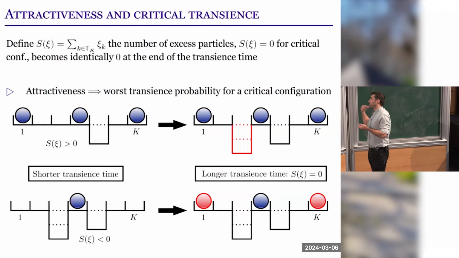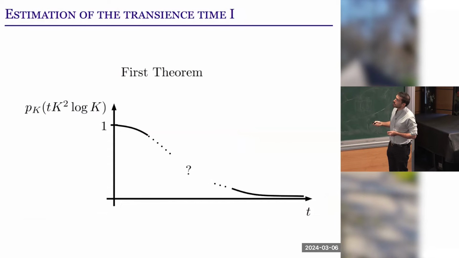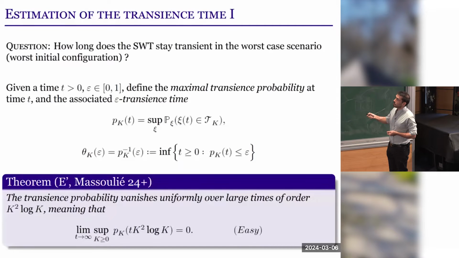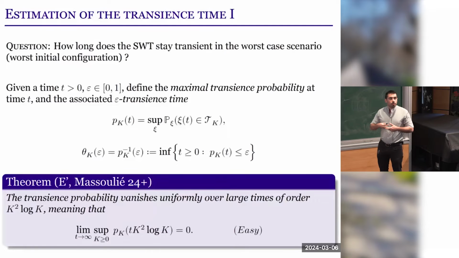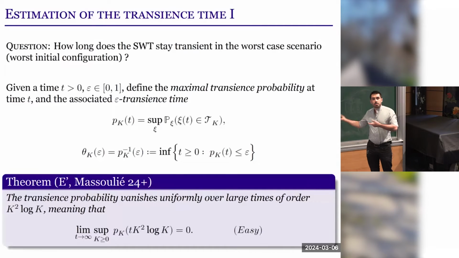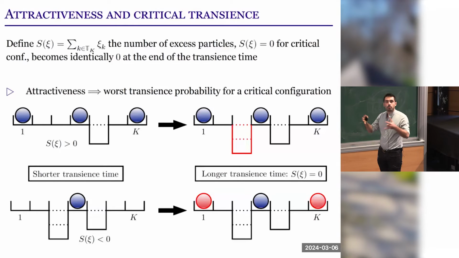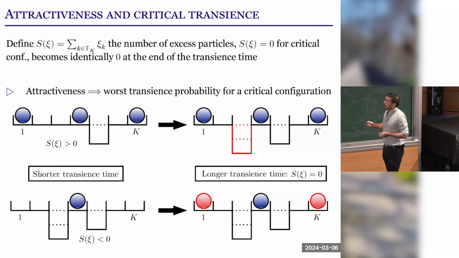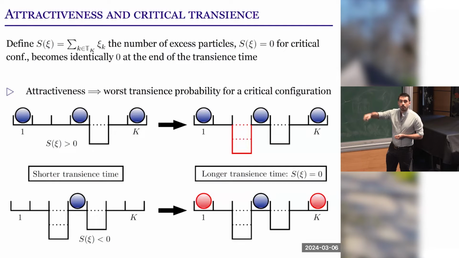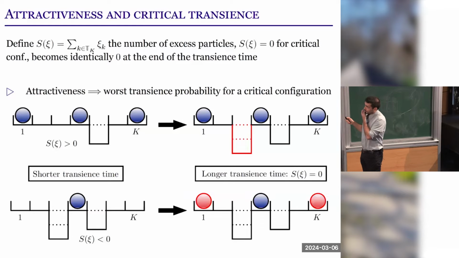So before going to the second result, which is a little bit harder, let me talk about attractiveness and critical transience. I'm interested in the worst case scenario from the transience time. So a very natural question, if you're trying to understand the worst transience probability, is to try to identify the configuration that's going to yield the worst result. Well, we cannot really do that, but we can narrow down a little bit the scope of our research. And the way to do that is with attractiveness, this property that I was mentioning, which gives way to a lot of coupling arguments.